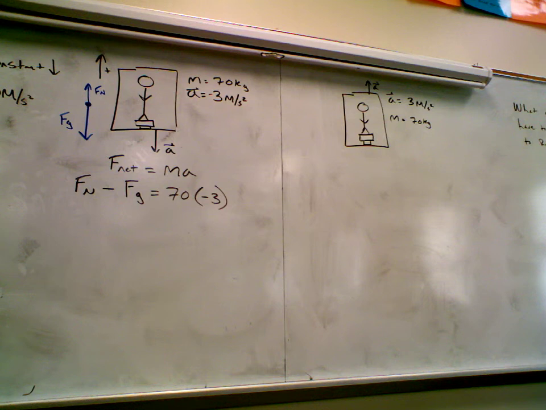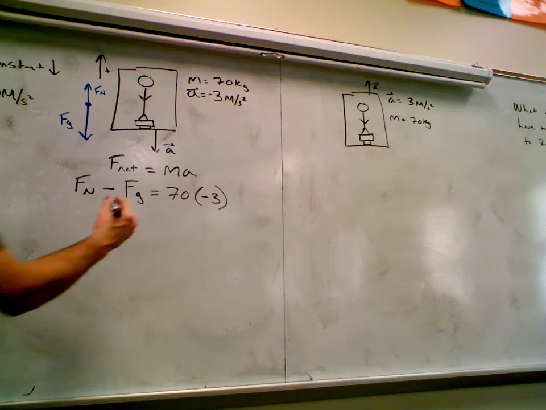So Fn minus Fg equals 70 times negative 3. Does this make sense? Yeah. Okay, 70 times negative 3 is? Negative 210.